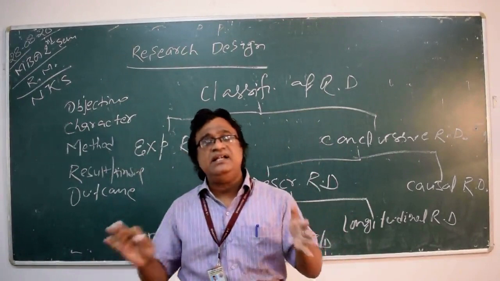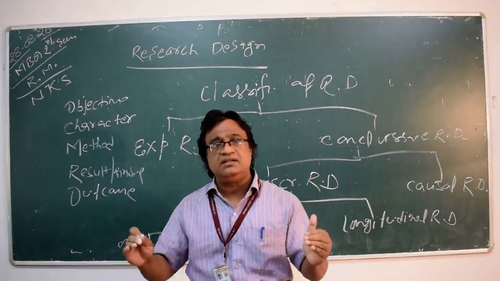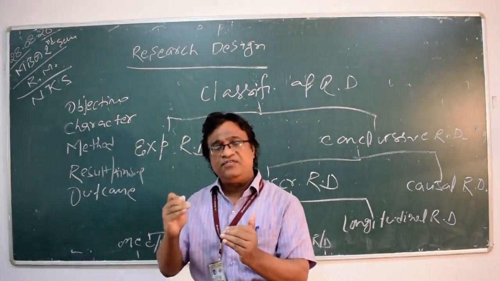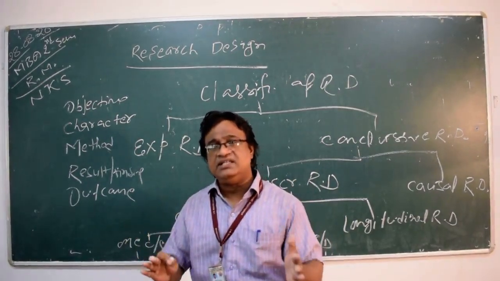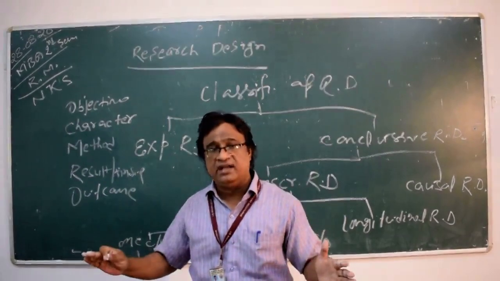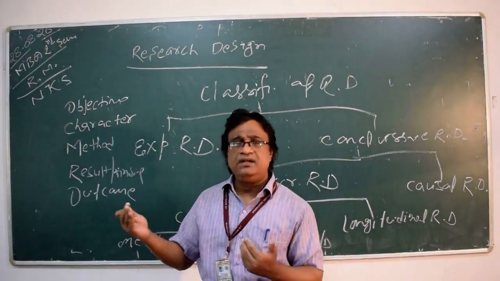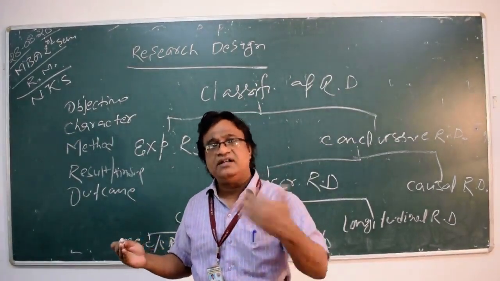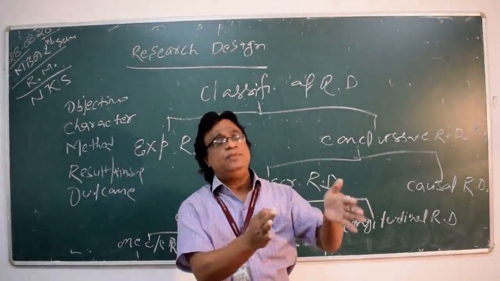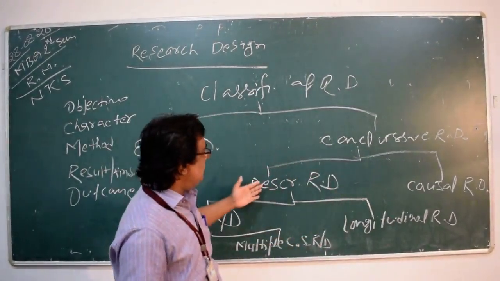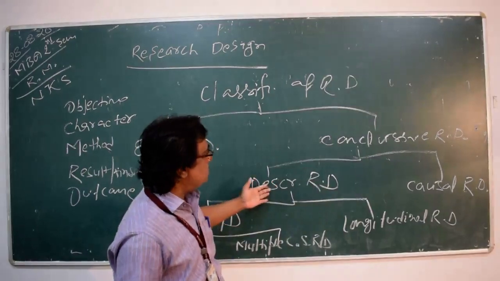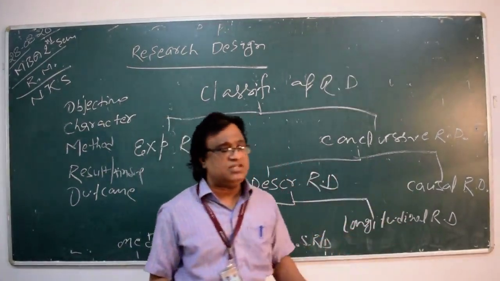As the name indicates, conclusive means the result of the research project would be helpful in managerial decision making. That would be concluded. After that, it may not be required to do further research. That research would suffice in itself. Now, conclusive research might be segregated into two broad types: descriptive research and causal research.